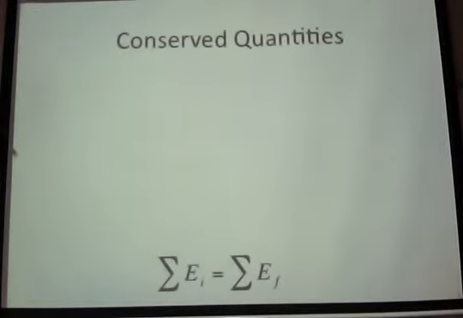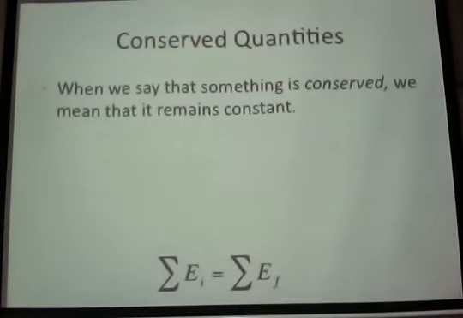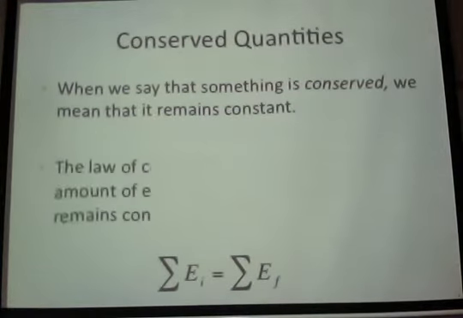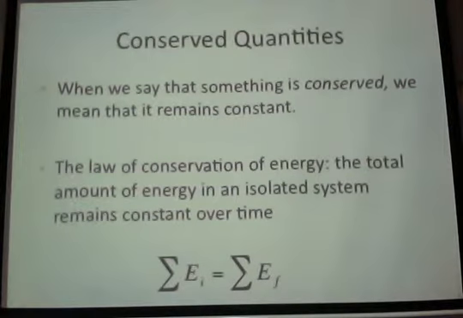Now, energy is what we would call a conserved quantity. And in physics, when we say that something is conserved, what we mean is that it's a value that stays the same over time. So when we say that energy is conserved, that means that the total amount of energy is going to remain constant. It stays the same over time.